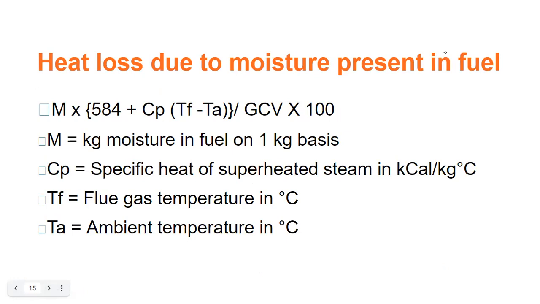All these formulas I have given are in MKS units. We can also use the SI system. For example, if I want to use this formula in the SI system, I need to multiply this 584 with 4.187, so that the value comes in kilojoules per kg Kelvin. The CP value I would have to take in kilojoules per kg Kelvin. That way.